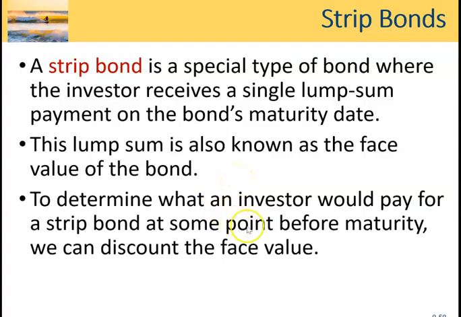To determine what the investor would pay for a strip bond at some point before maturity, we can discount the face value. So again, time value of money. Discounting means that if I'm going to be given a certain amount in the future, I'm going to pay less than that now because of the potential interest.